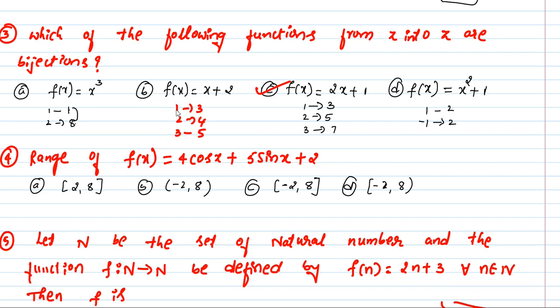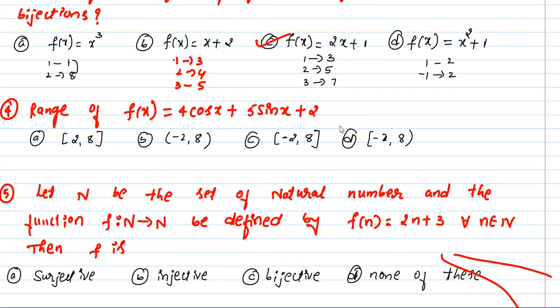Okay, this is also a failure because 1 has a relationship with 3, 2 has a relationship with 4, but 3 also has a relationship with 5. It's not satisfying the condition of bijection. So each codomain value has at least one relationship with the domain terms, so it is bijection.